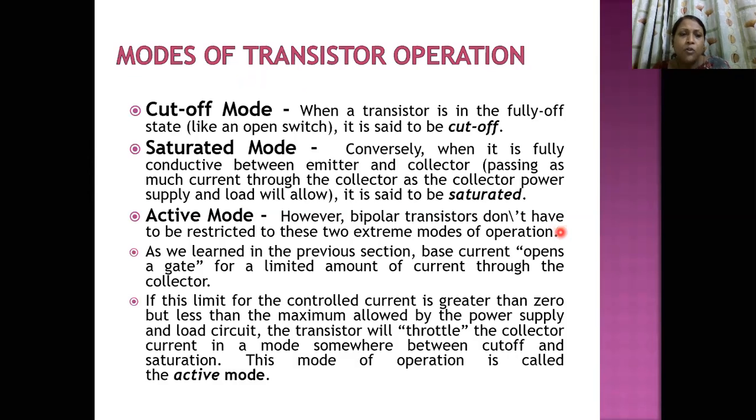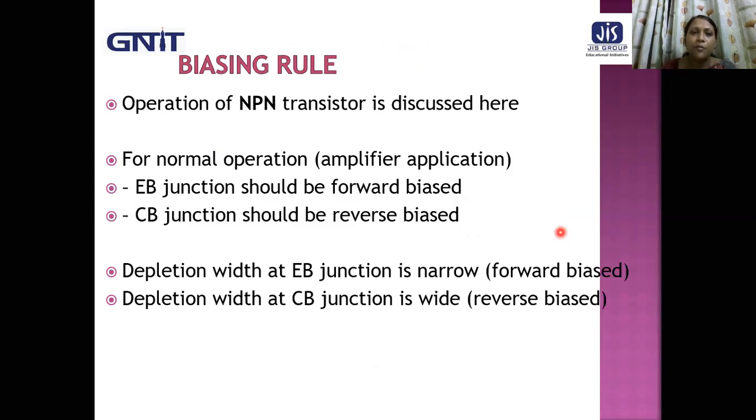So in active mode, we can see that the base current opens a gate for a limited amount of current through the collector. If this limit for the collector current is greater than 0 but less than the maximum allowed by the power supply and load circuit, the transistor will throttle the collector current into a mode somewhere between cutoff and saturation. This mode of operation is called the active mode.